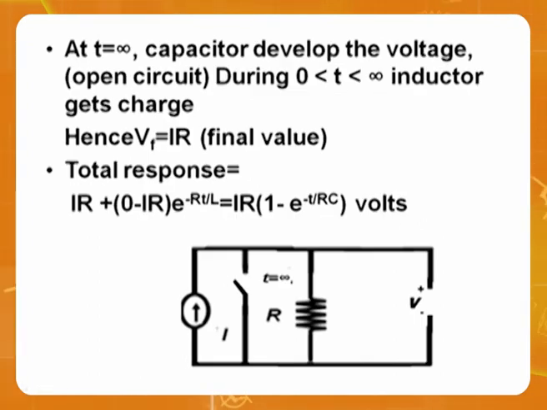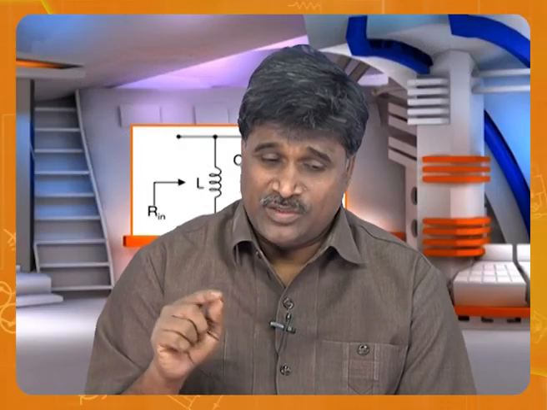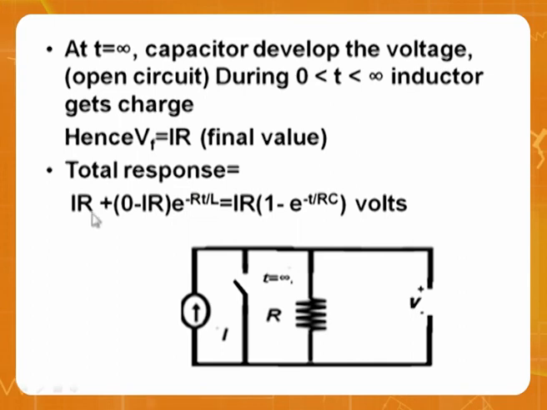Now I want the final value. If you keep the capacitor for a long time, the total will come here. What is the total? I here, R here. IR is the total value. So now please go and substitute this in the final expression: final value plus initial value minus final value. Look here, I am substituting. Final value is IR, initial value is 0. So final value plus initial value minus final value, e power minus t by tau.